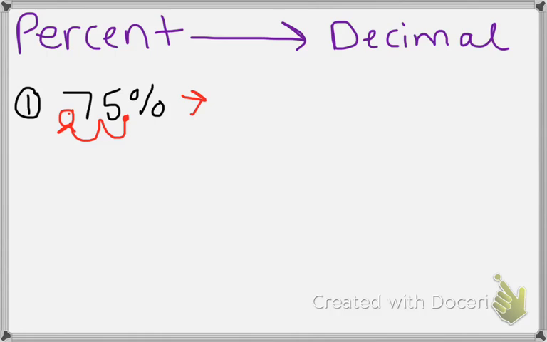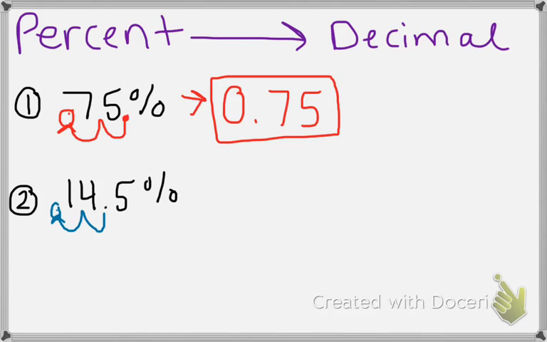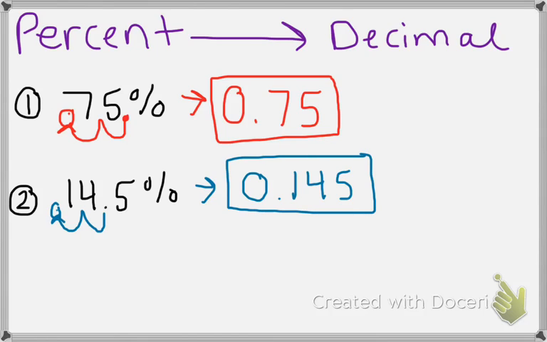So 75% as a decimal will be 0.75 or 75 hundredths. Okay, let's look at this one: 14.5%. Again, we take our decimal point and move it 2 spaces to the left this time. So now our decimal is 0.145 or 145 thousandths.